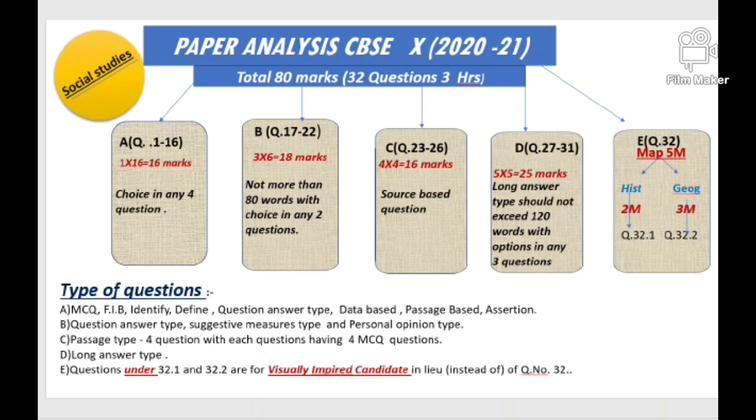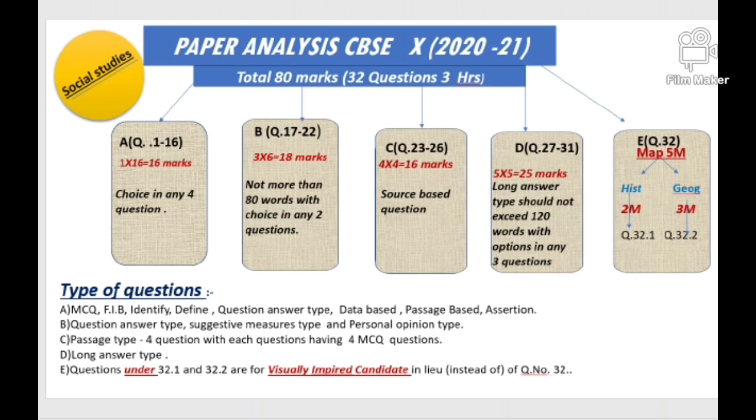2020-21. Just like last year, we have the same marks here, that is total marks will be 80, and the questions that you have to answer here are 32 questions within the time limit of 3 hours. But the slight difference compared to last year is that last year we had 35 questions and this year we are having 32 questions.